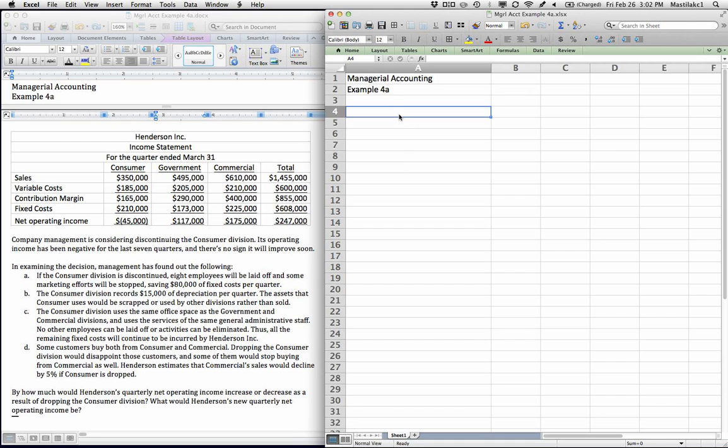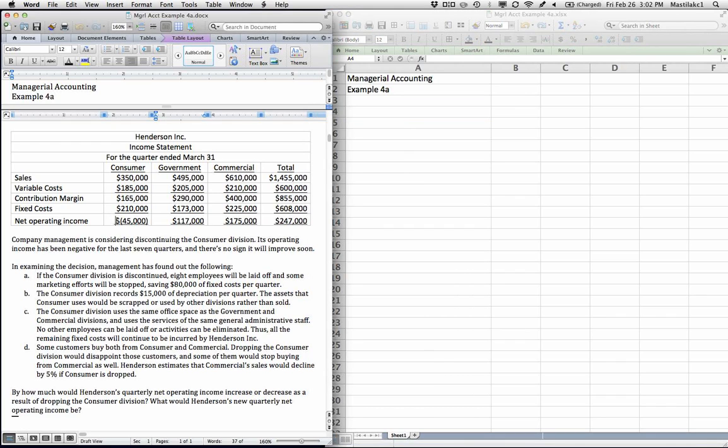Now, dropping a division often seems like it's going to be a pretty cut and dried decision. We look at it and we say, hey, we're losing $45,000. If we drop this division, we'll stop losing that $45,000. We'll be $45,000 better off. Unfortunately, it's not always quite that simple. A lot of the costs that are going to be reported in the income statement of this division are not necessarily costs that are going to change as a result of dropping the division.